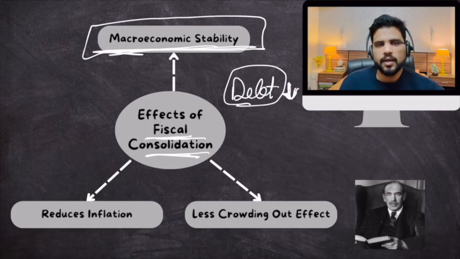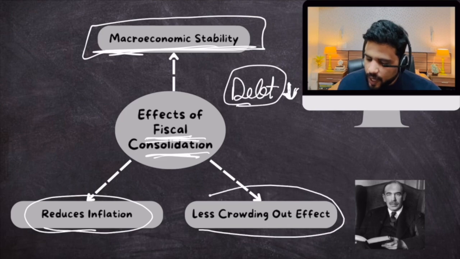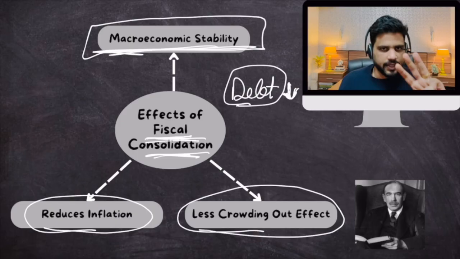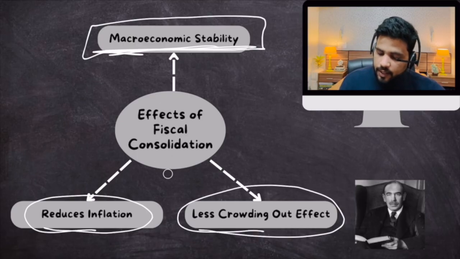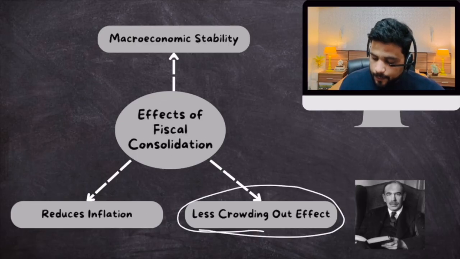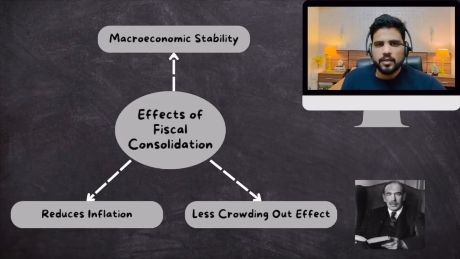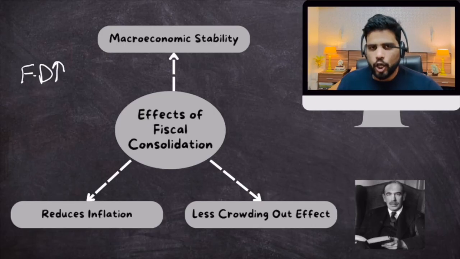Clear? Then, fiscal conservatives say that fiscal consolidation also reduces inflation and it has less crowding out effect on private investment. So, there are three good advantages, and these are valid advantages of fiscal consolidation. In fact, fiscal conservatives say that fiscal expansion is really bad, and they give another reason for that. They say that you might think that pump priming helps. You might think that increasing fiscal deficit now would boost your economy.